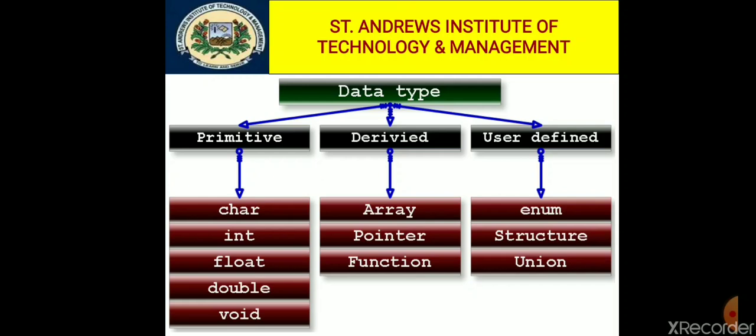So first of all, what is an array? A finite ordered set of homogeneous elements. Homogeneous means the same type of data. So a finite ordered set of homogeneous elements is called an array. There are two types of arrays. First one is linear array, or we can say 1D or one dimensional array.